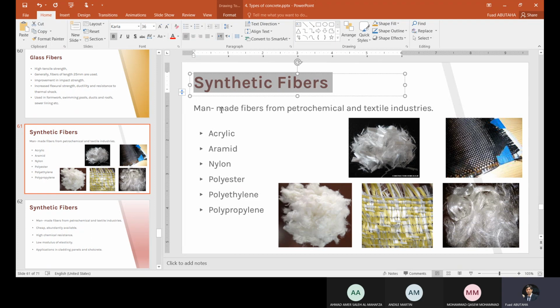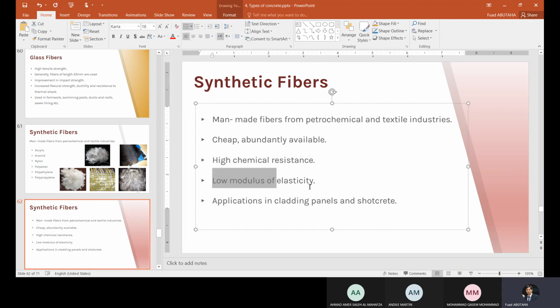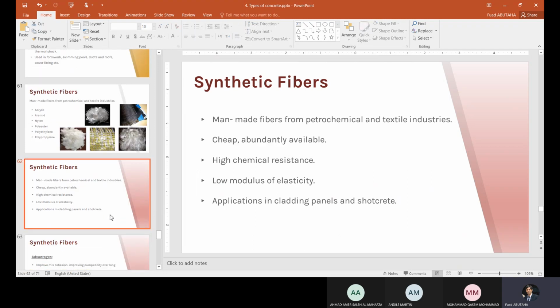Synthetic fiber is man-made fiber. This is what I mean by synthetic fiber. It is produced in the factory, like nylon, polyester, etc. These are the types of fiber that can be categorized under synthetic fibers, and they have high chemical resistance, low modulus of elasticity, and are cheap and abundantly available. You can find these kinds of fibers easily.